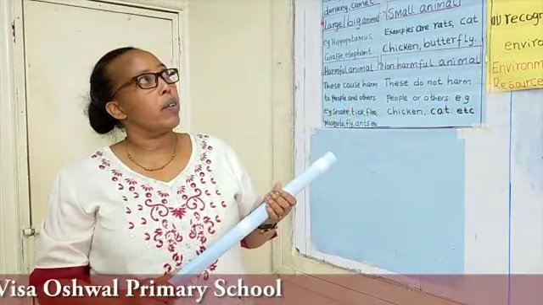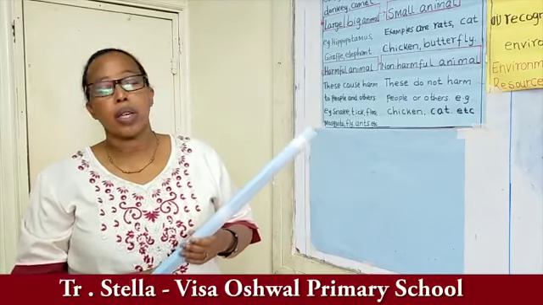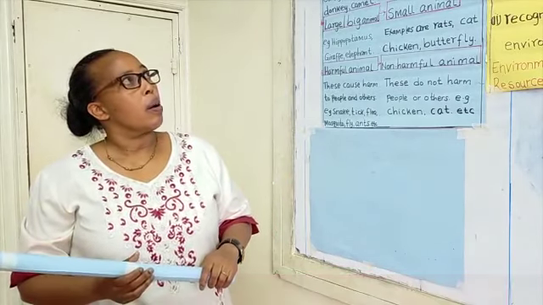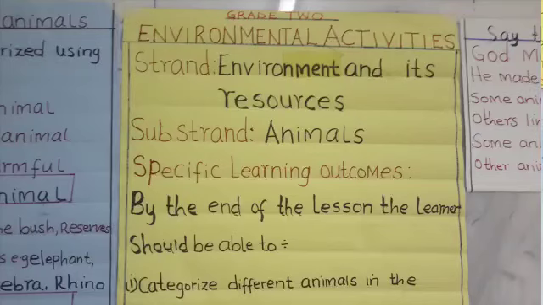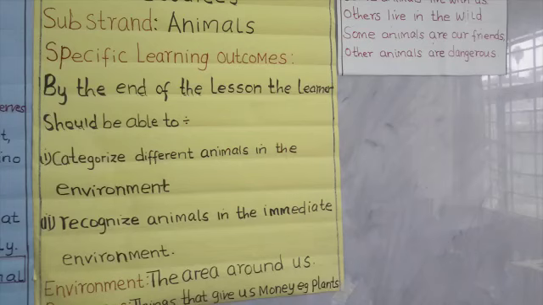Lesson today on environmental activities for grade 2. We are going to learn about environment and its resources, and our substrand is animals. Our specific learning outcomes will be, by the end of the lesson, the learner should be able to: 1. Categorize different animals in the environment, and 2. Recognize animals in the immediate environment.